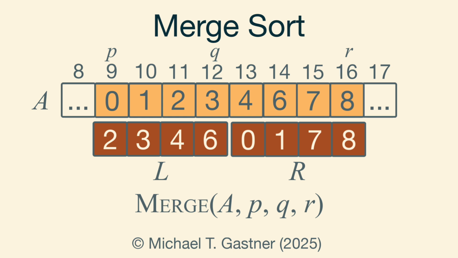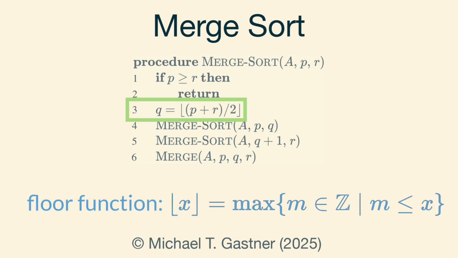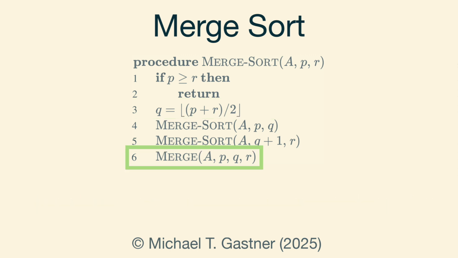Merge sort combines this merging step with recursive calls, as illustrated in the pseudocode. A recursive algorithm is one that calls itself. Let's examine the pseudocode before walking through another example. The condition in line 1 ensures that the procedure stops recursion when the subarrays become empty. Otherwise, Q is calculated as the midpoint of P and R, using the floor function to ensure an integer result. Lines 4 and 5 recursively sort the two subarrays, while line 6 merges them.